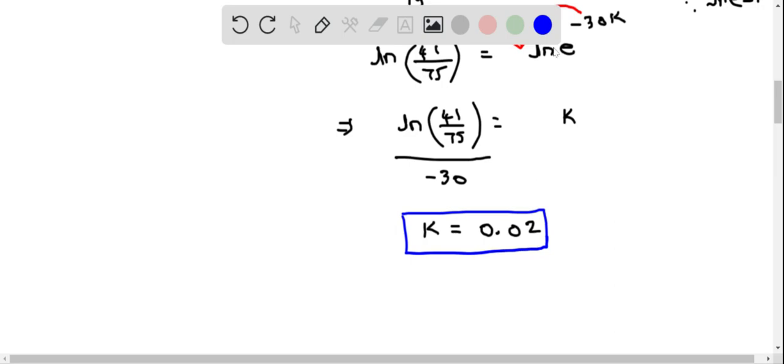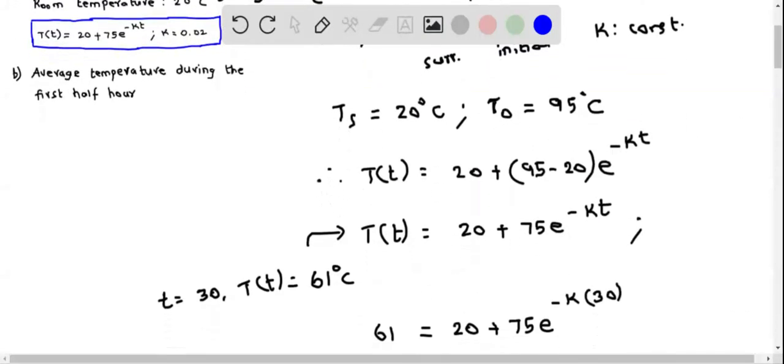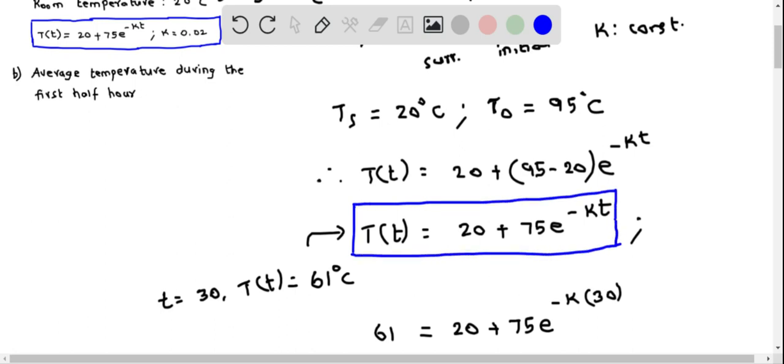Therefore, we are able to prove that the temperature of the coffee at time t is given by this equation. That is, T(t) equals 20 plus 75 e raised to the power of negative kt, with k equals 0.02.